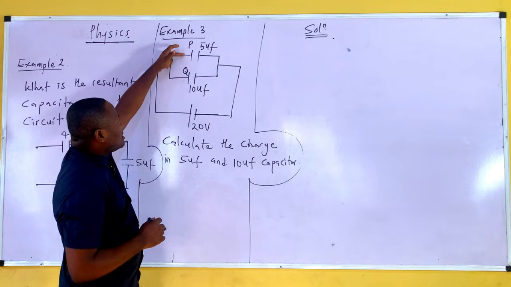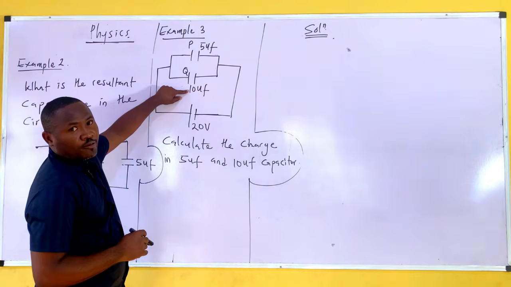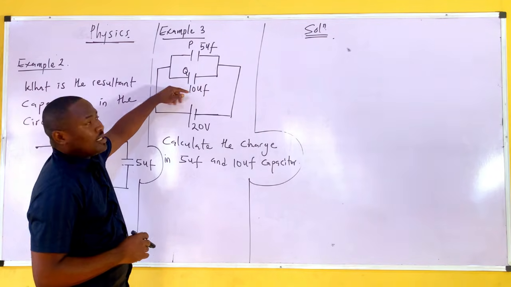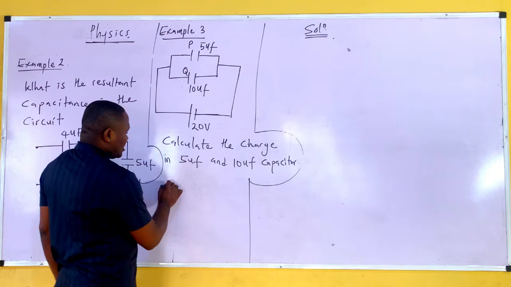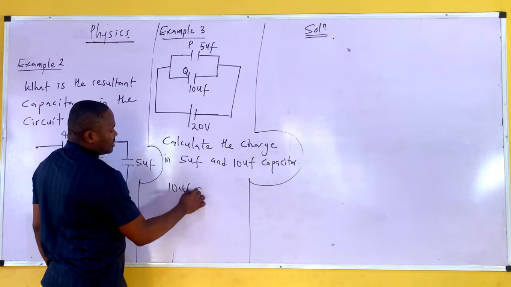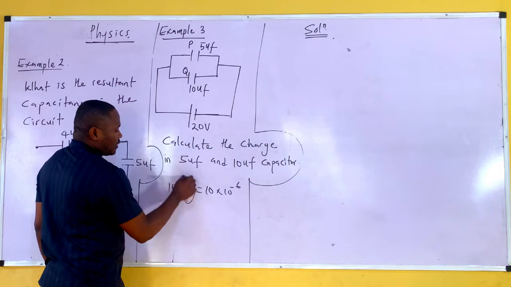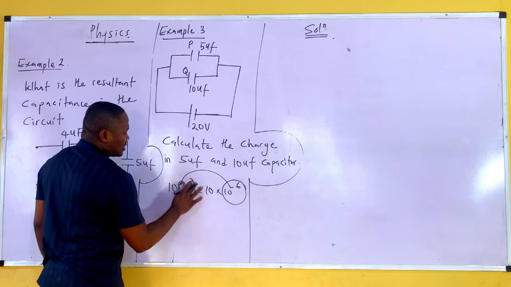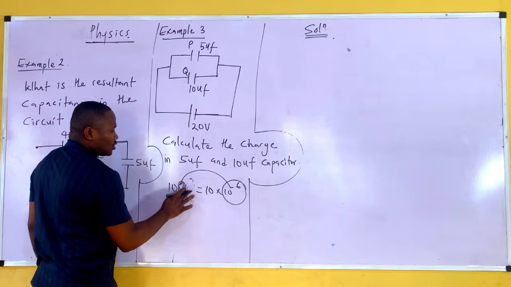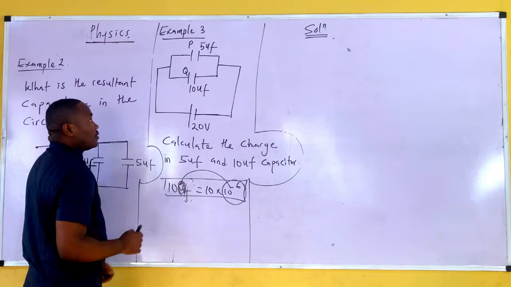Now, if you look at this circuit, 5 microfarad and 10 microfarad, they are in parallel. Now, I hope you know this, that 10 microfarad is equal to 10 times 10 raised to the power minus 6. Micro here means 10 raised to the power minus 6. So take note of this, but I just have to say it here because it's very important.